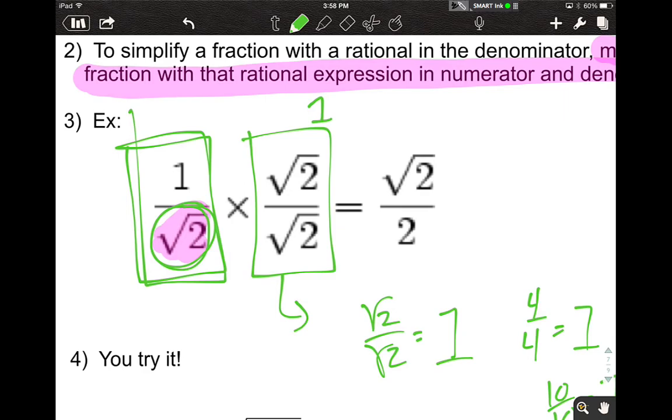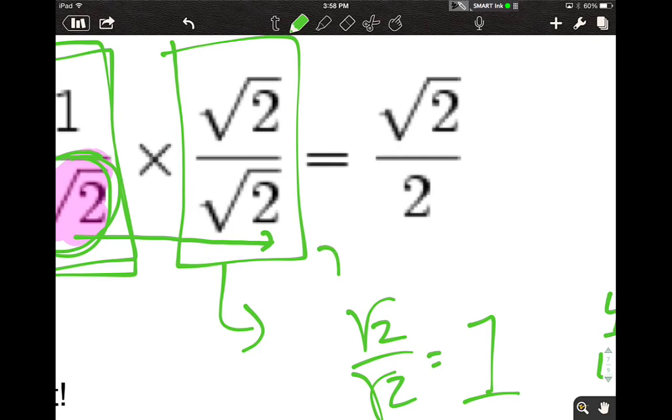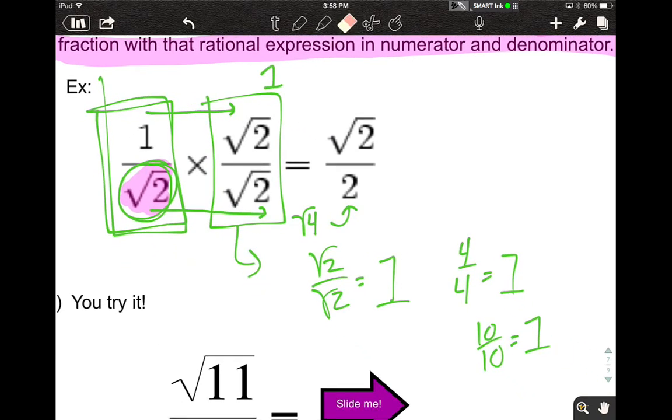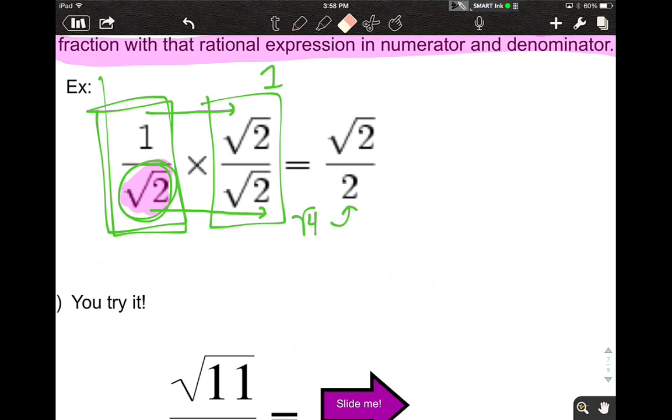Okay? So what happens? The square root of 2 times the square root of 2 ends up being the square root of 4, which is just 2. And now, on the top, I do the same thing. I'm going to multiply across. 1 times the square root of 2 is simply the square root of 2. I don't need to write the 1. So what I've essentially done here, folks, is I have gotten rid of the radical sign. I've gotten rid of this square root symbol in the denominator. And now I just have a 2.